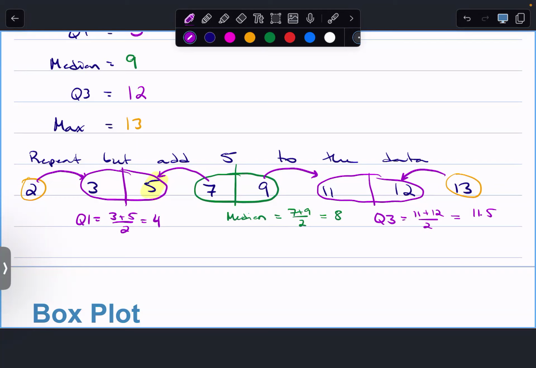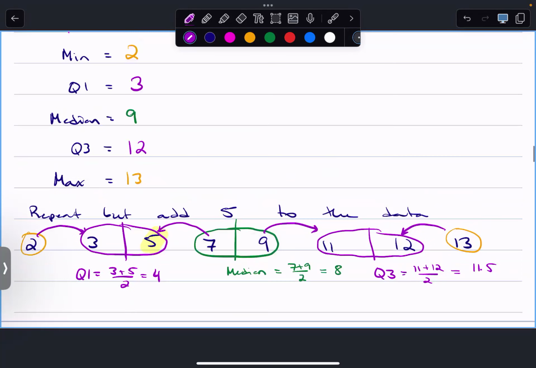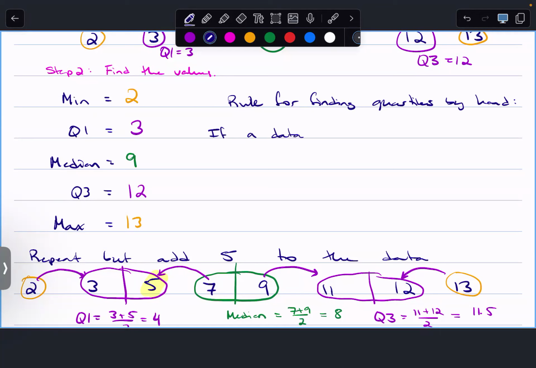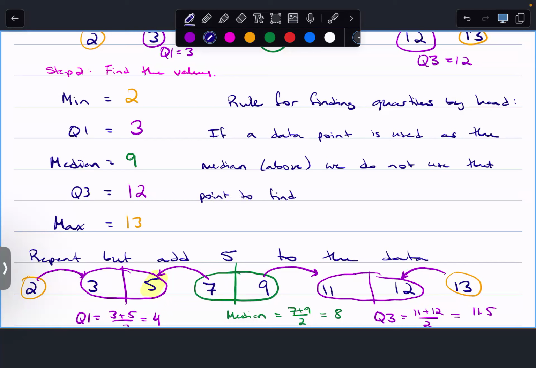You can write out the 5-number summary, but instead, because I'm running out of page here, I'll write down the rule for finding the quartiles by hand, which is how you're gonna have to do it on the test, right? So if a data point is used as the median, like we did above, right? We don't use that point to find the quartiles.